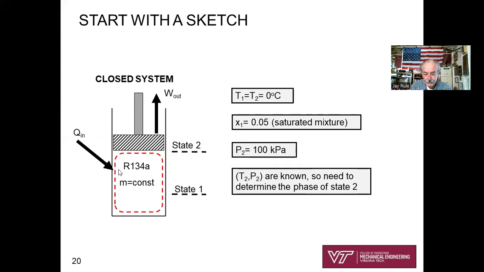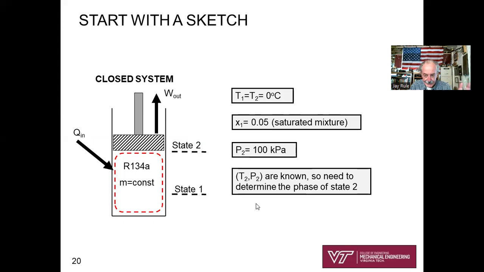Okay. Here's our closed system with a known mass. T1 equals T2, given in the problem. X1 is 5%, given saturated mixture. It discloses what is P2. And it says, well, wait a minute, look, P2 is given and T2 is known.